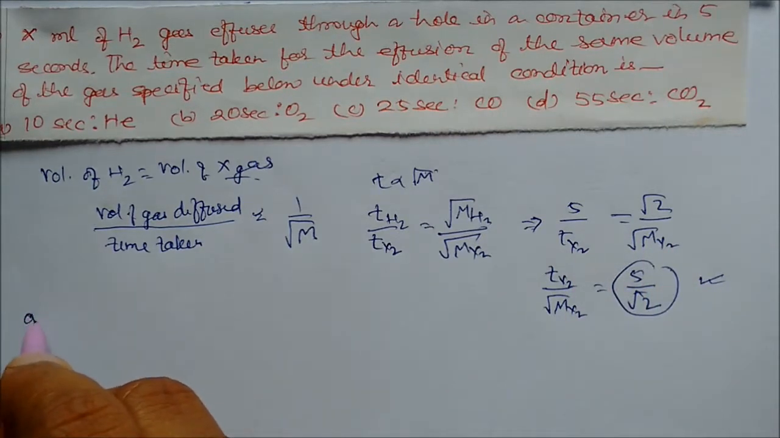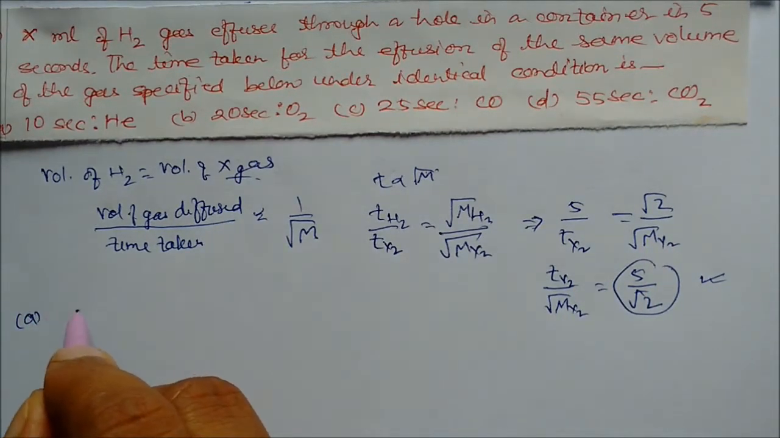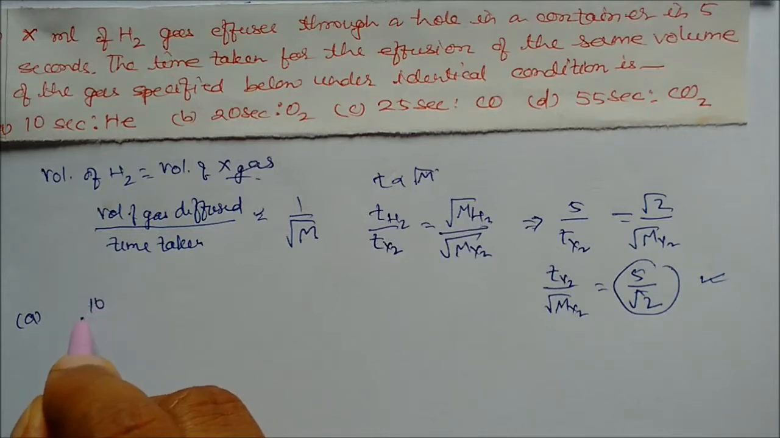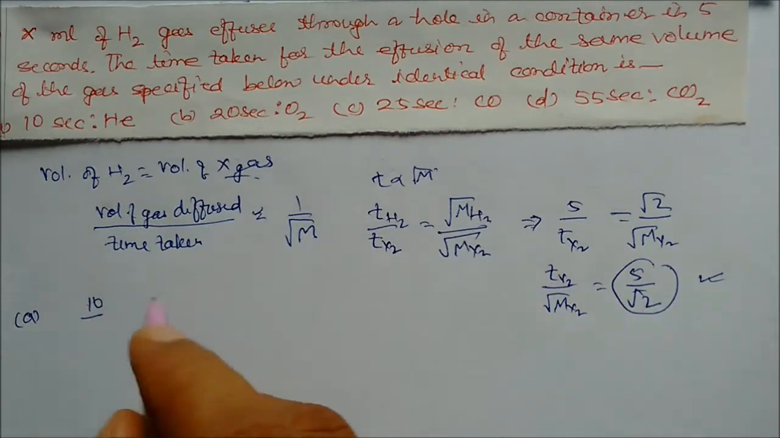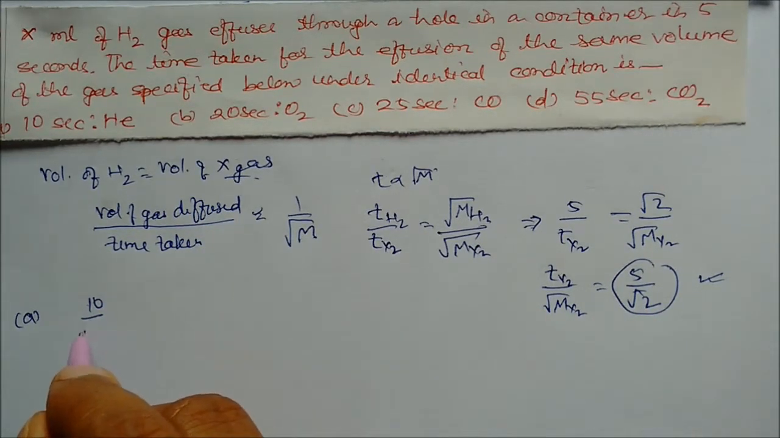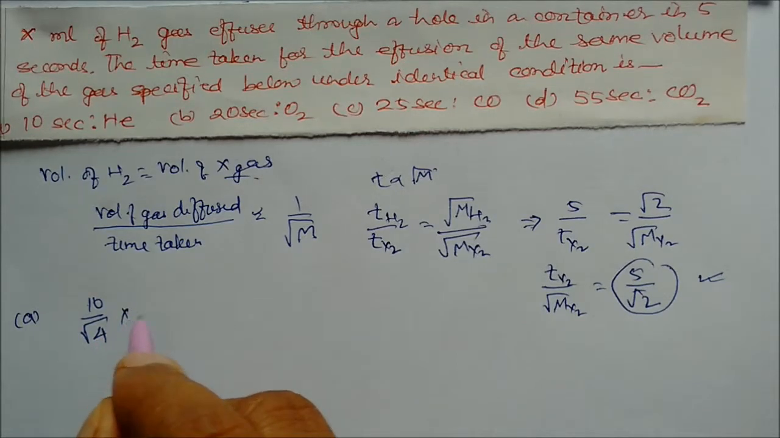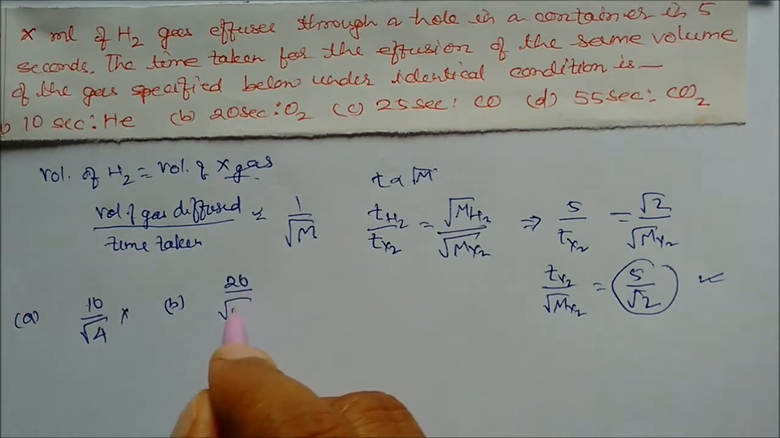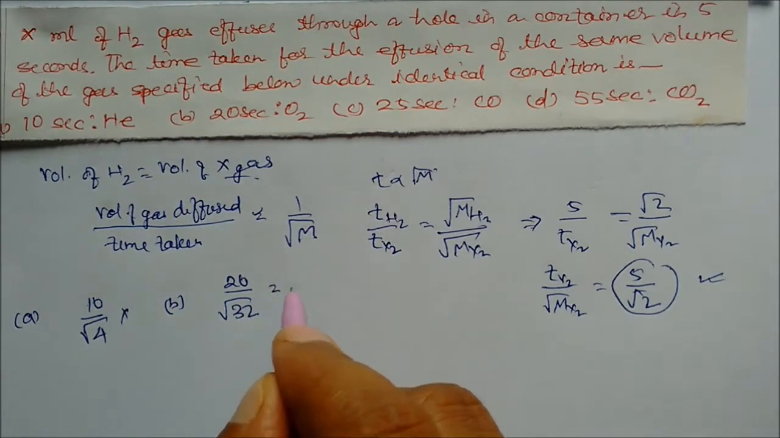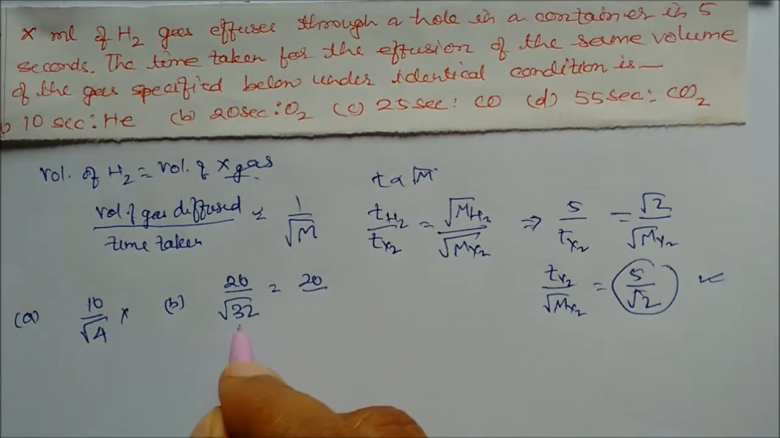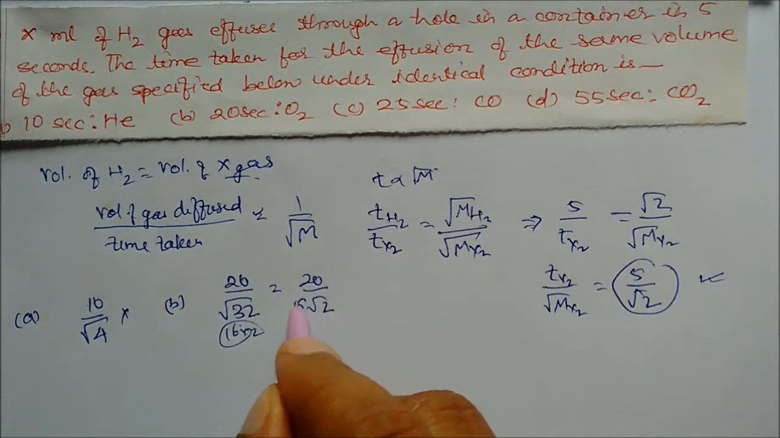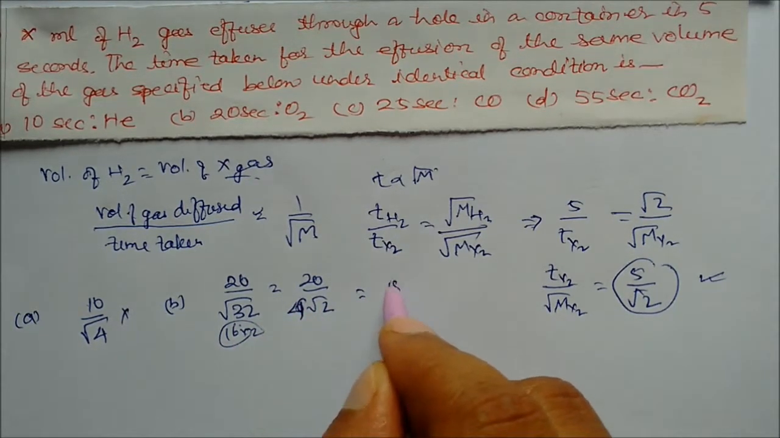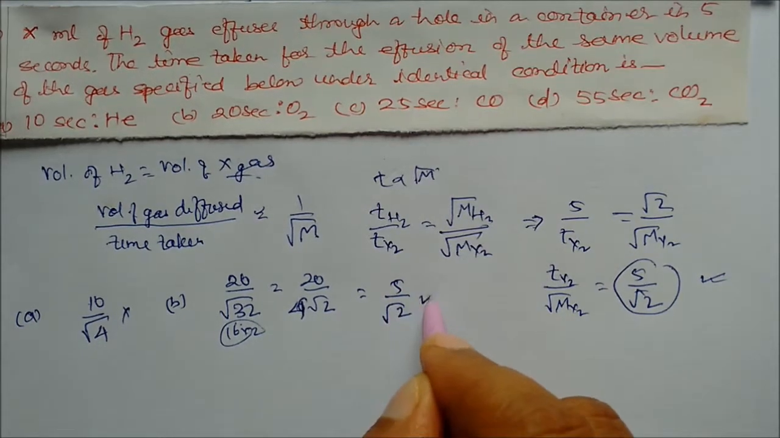So let's compare with A. If you see A, we use this formula over here: 10 by the molar mass of hydrogen, which is 4, so this is not it. Second, 20 by the molar mass of oxygen, which is 32. If we solve it, 20 by 16 into 2, 4 comes outside, 4 root 2, so this will be your 5 by root 2. So this is coming as the answer.